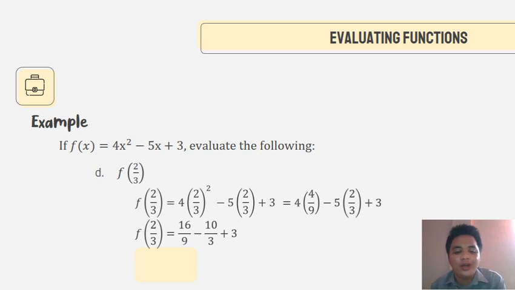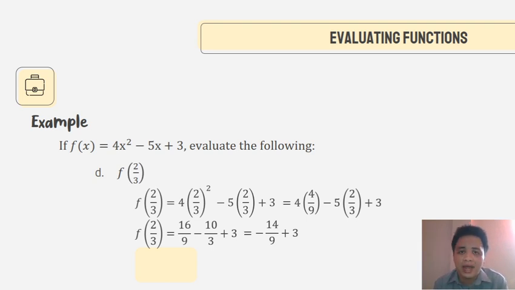Okay? So, if we operate this one, 16 over 9 minus 10 over 3, that's negative 14 over 9 plus 3. So, medyo dapat alam mo na yan kung ikaw ay grade 11 na dahil yan ay lesson ng grade 6 pa lang, I think, or elementary.